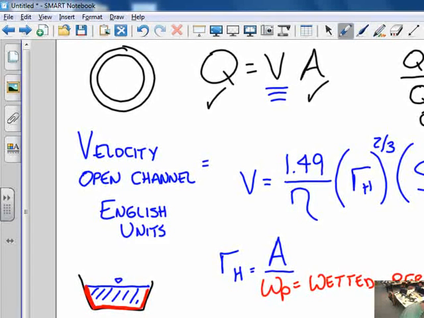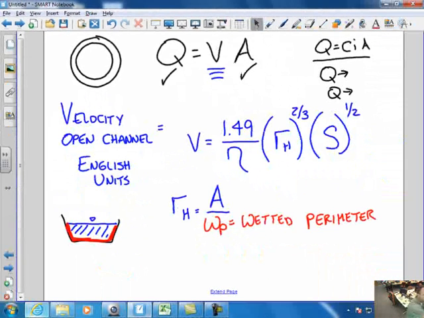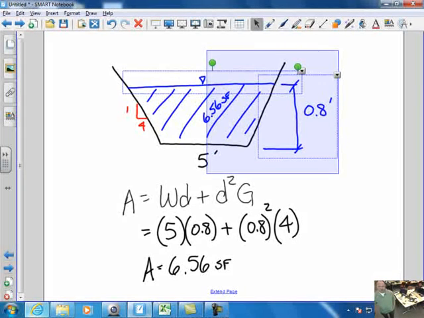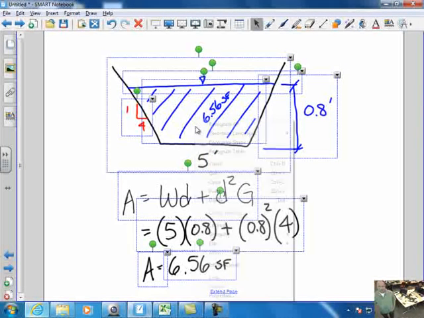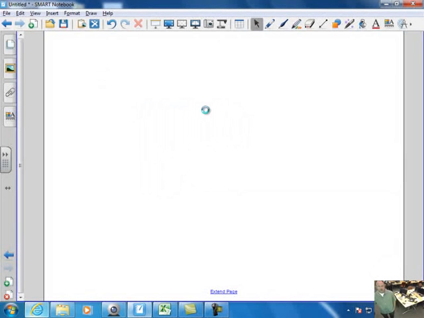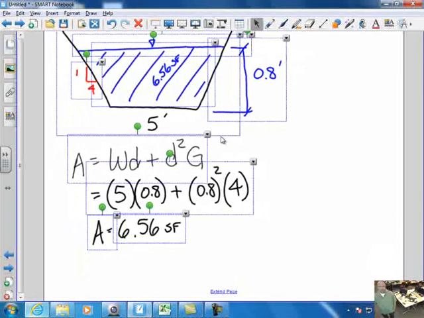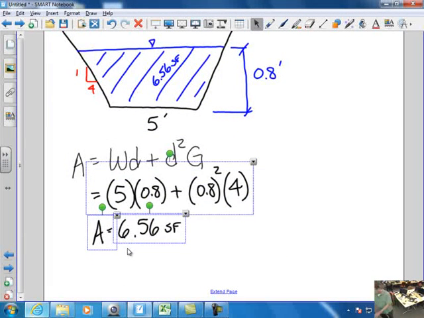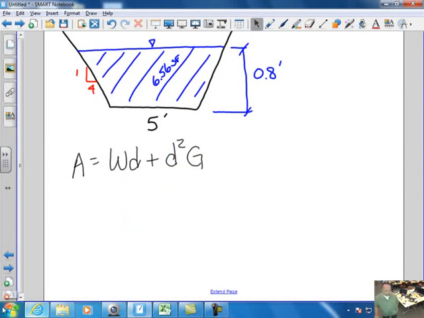So this wetted perimeter is the key. Back to our piece then, we have an area right here, right? We've developed the area calculation for this. So I want to copy this, paste this up. So we've talked about the area, but how do we get the wetted perimeter? So what about our wetted perimeter?